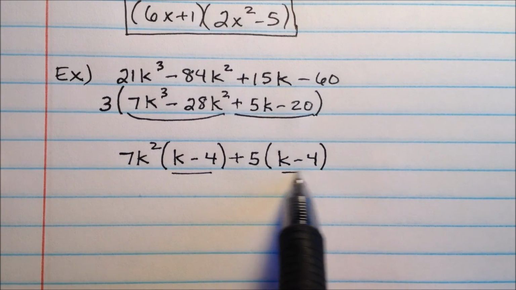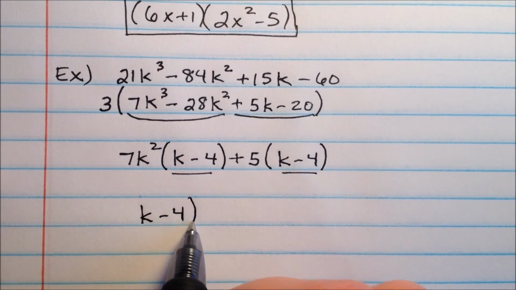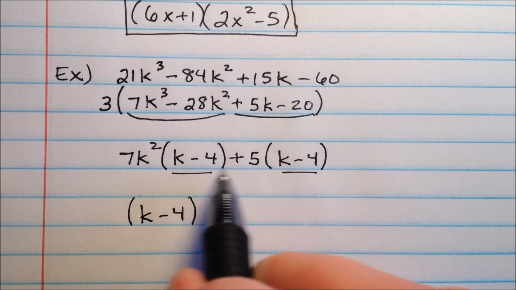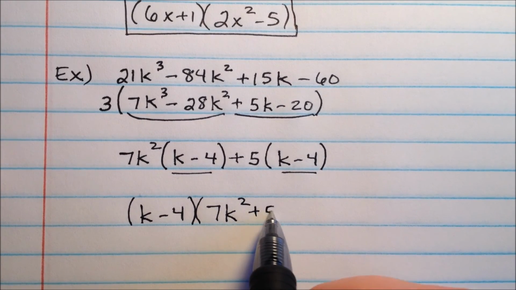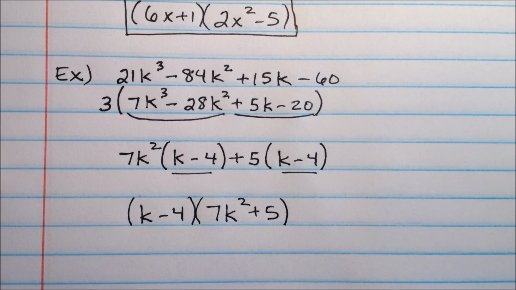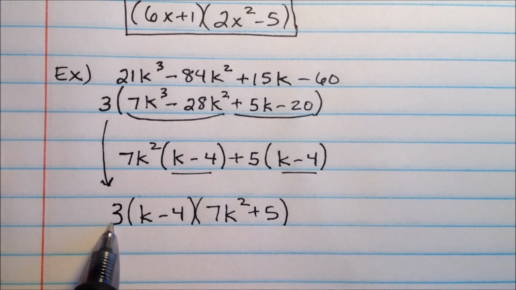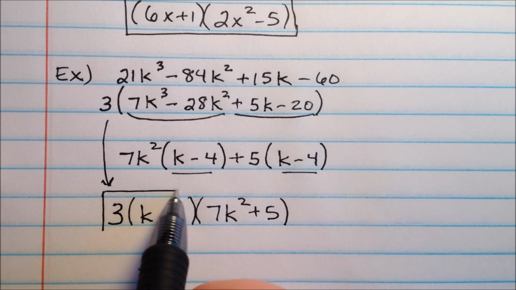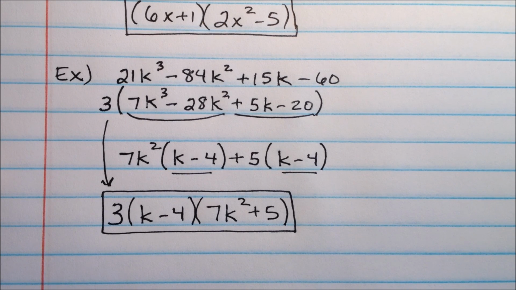Again, very nice that these are the same, and in fact, in order to do factoring by grouping, they have to be the same. So we have a k minus 4. Our other term is 7k squared plus 5. And then we can't forget this 3 that we took out initially. It needs to come along for the ride, and it goes right out there in front because it was the very first thing that we factored out. So there's factoring by grouping, and hopefully some of those examples helped you out.